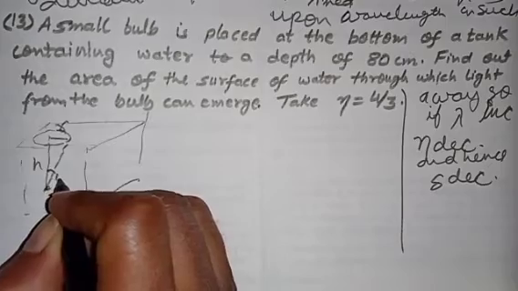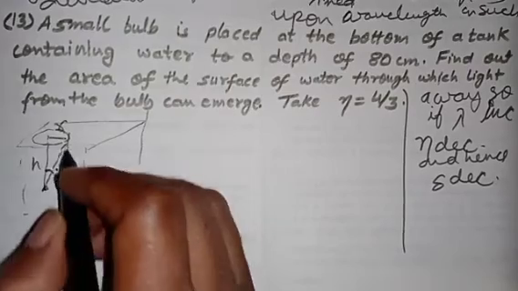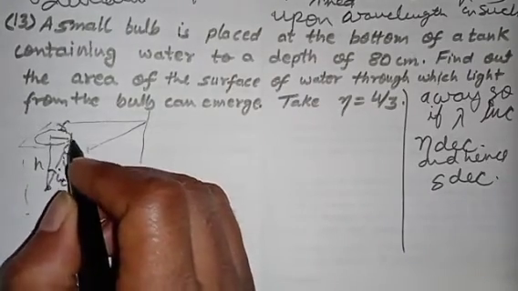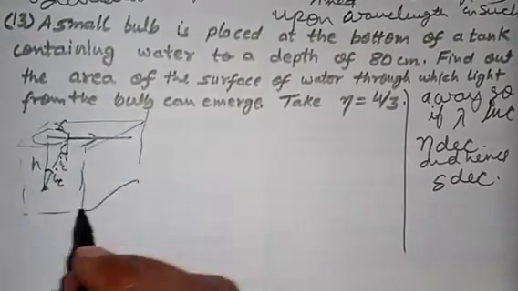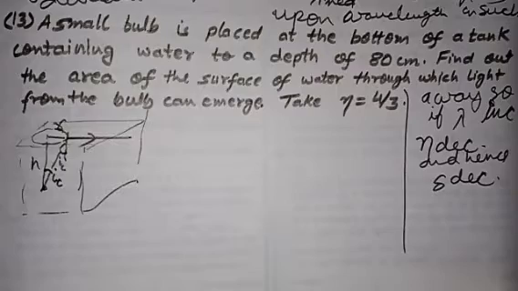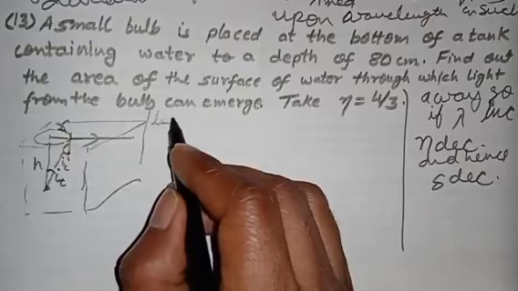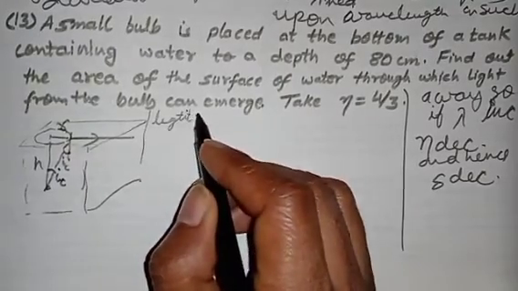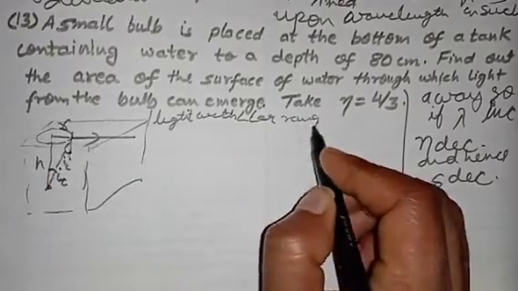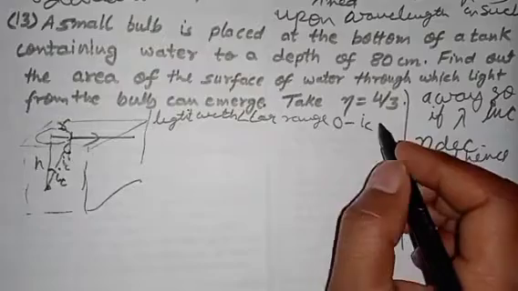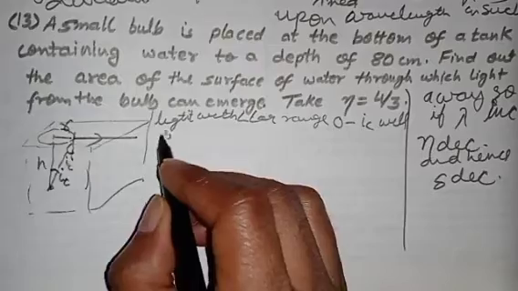This is the angle I. Why is it I? IC in fact. It is the critical angle of incidence. This is also IC. Why? Because beyond this, the ray will totally internally reflect back, and here it will spread out. So the light within the angular range 0 to IC will emerge out.